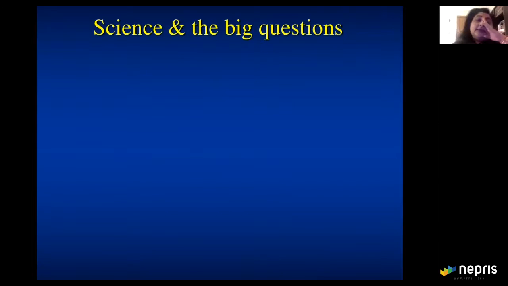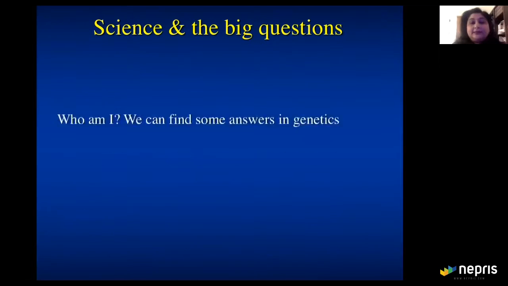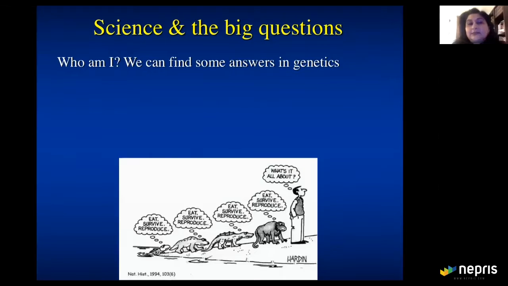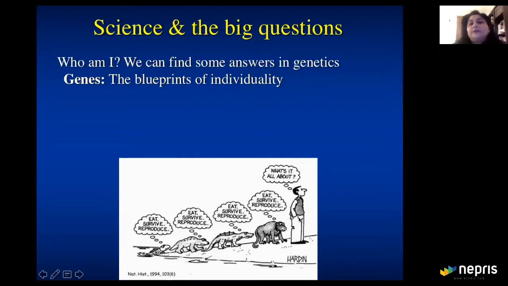So in science, what's the big question here? What does genetics answer? What is genetics? The main answer is, who am I? We all want to know, who am I, and what do the genes do for us? For example, here right now, what I'm showing you is the evolutionary picture, where we are thinking about what we are all about.